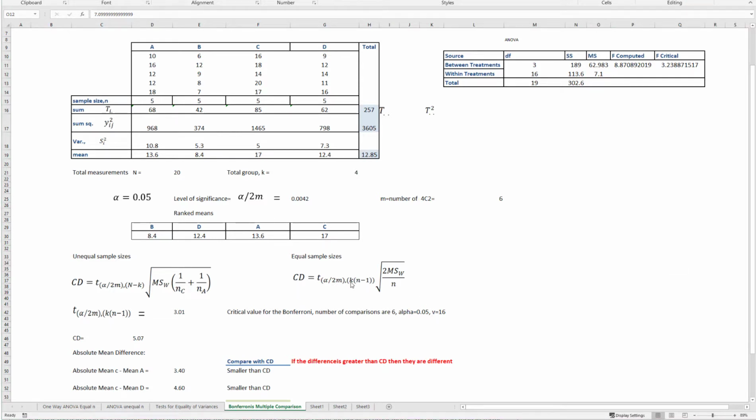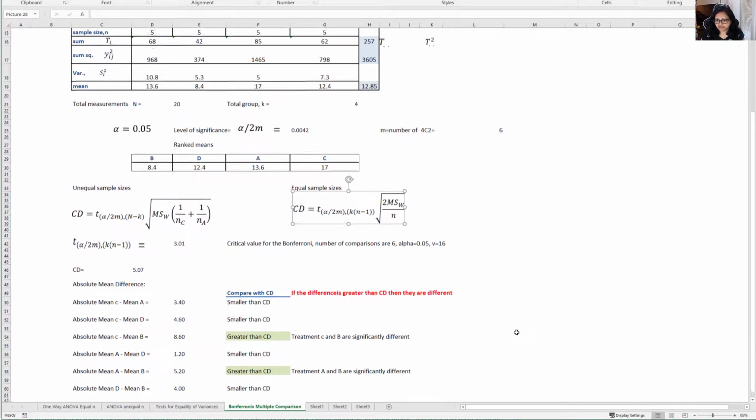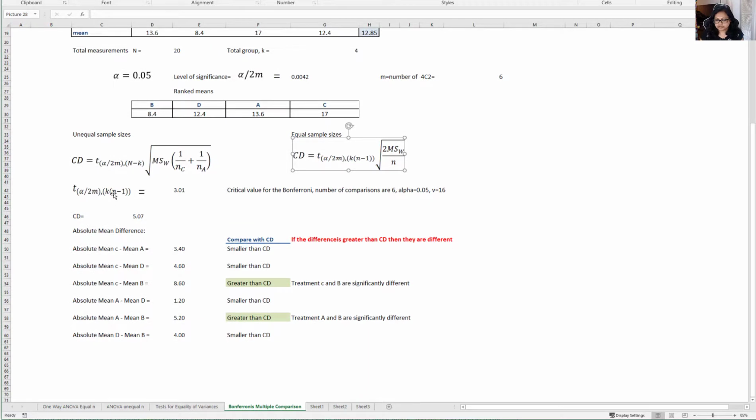I have equal sample size, that's why I use this formula, and at first I try to find the t value. For the t value using the Bonferroni test, we have the critical value for the Bonferroni test in a new table. It's not the t table, so you have to use that table. In that table, you can see the number of comparisons.